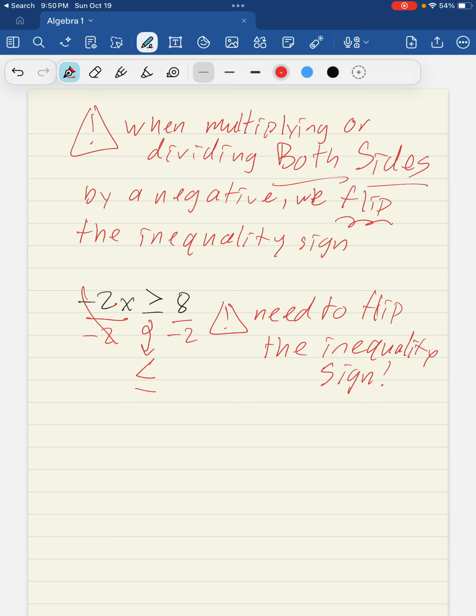The rest of the problem is just like you'd expect for algebra. We have x on the left. Those guys cancel. And on the right, 8 divided by negative 2 is negative 4. Bop. Once you get to there, it's a classic graph. Negative 5, negative 4, negative 3. And what kind of circle do we have? X is less than or equal to negative 4. Less than or equal to means we have a closed circle. Less than goes to the left. And that's it. Let me show you guys one more.